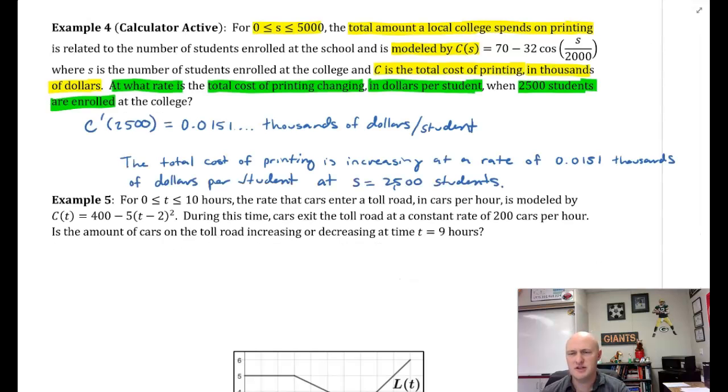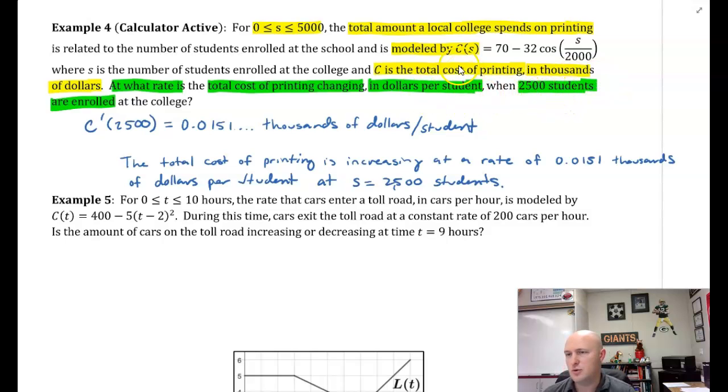Alrighty, hopefully you have done this problem. Now, I highlighted some key information. They define the domain from 0 to 5,000, and they say the total amount a local college spends on printing is modeled by C of S. So I have C of S, where S is the number of students enrolled at the college, and C is the total cost of printing in thousands of dollars. And they say, at what rate is the total cost of printing changing when 2,500 students are enrolled?